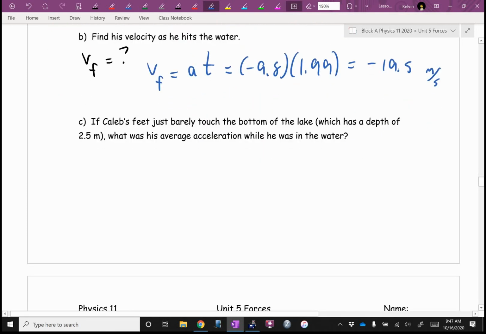If Caleb's feet just barely touch the bottom of the lake, which has a depth of 2.5 meters, what was his average acceleration while he was in the water? Now they're asking me to find A. I started to think maybe free body diagram, but did they give me a distance? Maybe I can still solve this using kinematics.